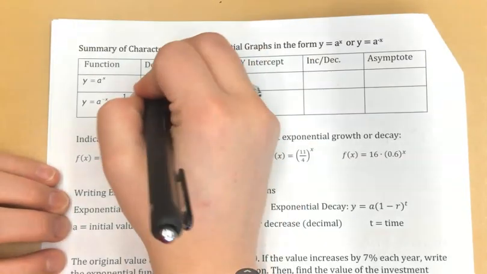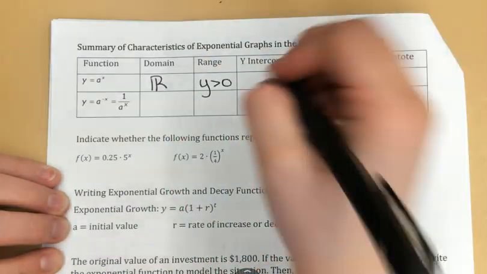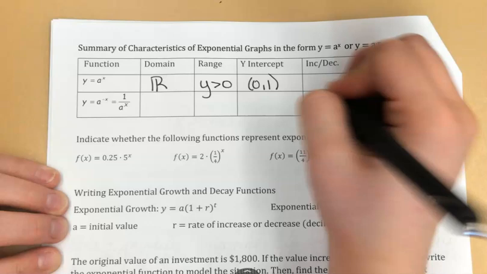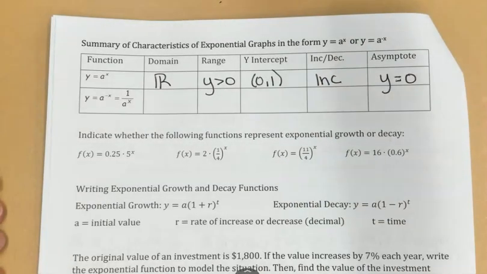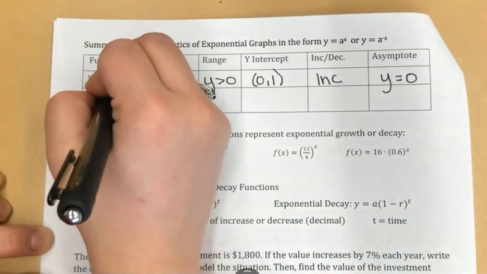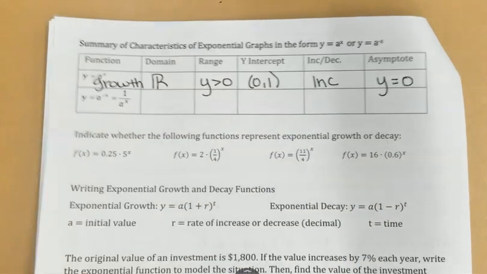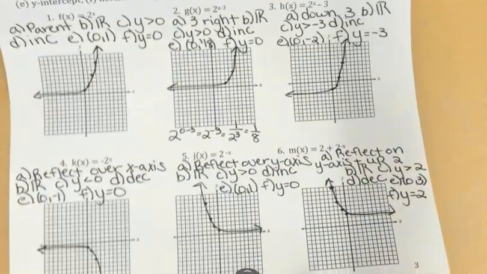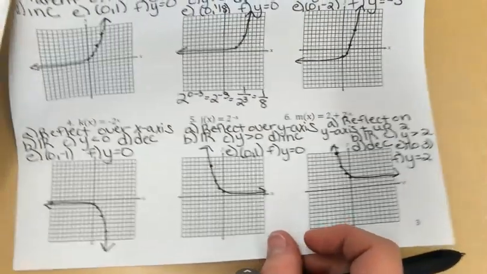my domain is all real numbers, my range is all positives, my y-intercept is at 0, 1, I have an increasing graph and a horizontal asymptote at y equals 0. And again, with it being increasing, that means that this is exponential growth. Now, what changed when my x became negative, like on 5 and 6? Everything stayed the same except that my graph became decreasing.